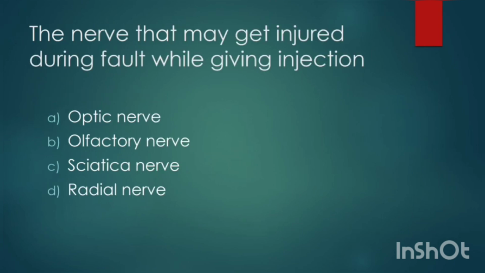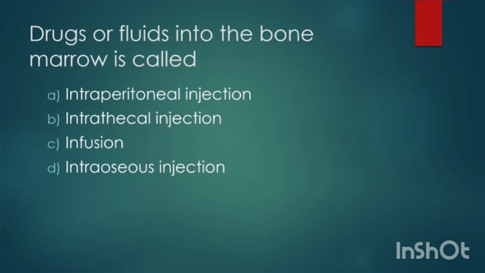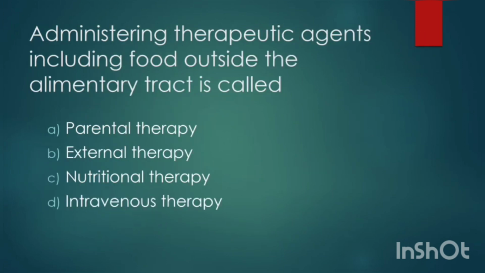The nerve that may get injured during faulty injections is the sciatic nerve. Drugs or fluids into the bone marrow is called as intraosseous. Whenever we are giving an injection in the bone, it is called as intraosseous injection. Administering therapeutic agents including food outside the alimentary canal is called as the parenteral therapy.